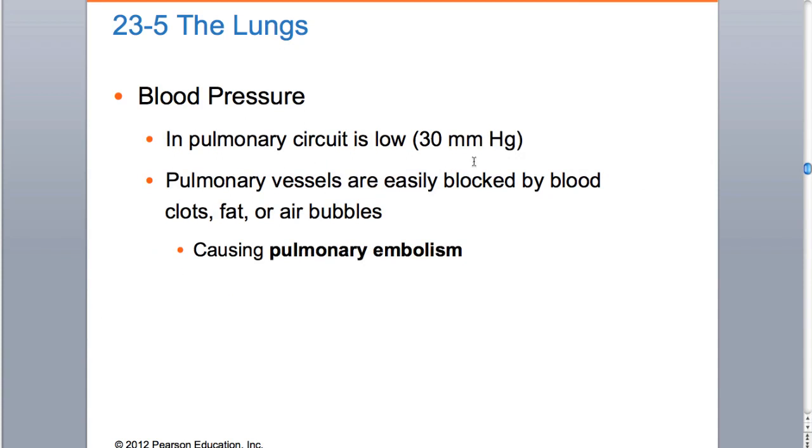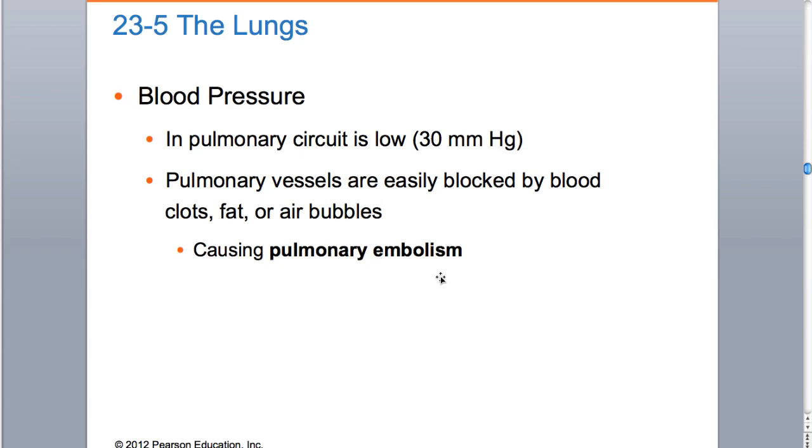Now, what does that mean to me? Well, it means that if we normally have a low pressure, that's fine. But we don't want too much pressure going through the lungs. You'll pop those blood vessels. Look what it says. Pulmonary vessels are easily blocked by blood clots, fat, or air bubbles. And of course, that would cause what's called a pulmonary embolism.